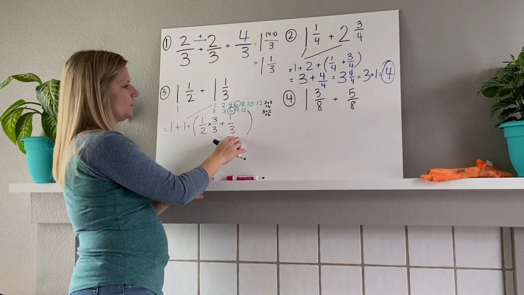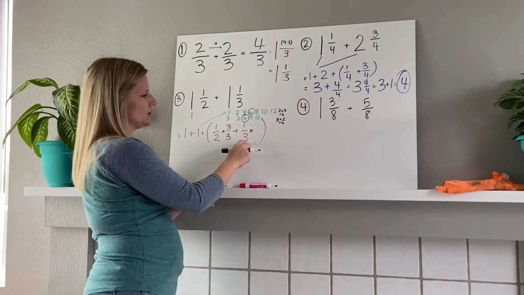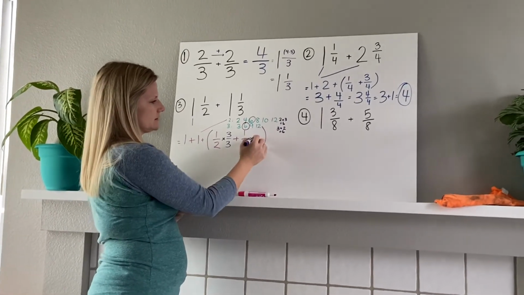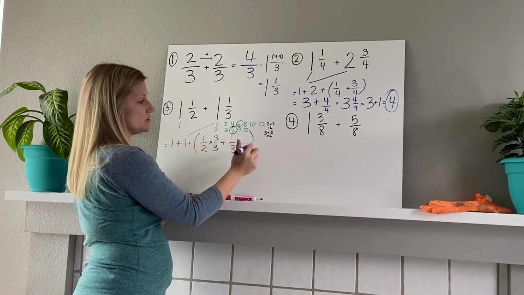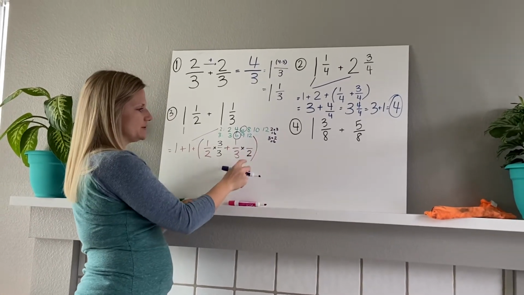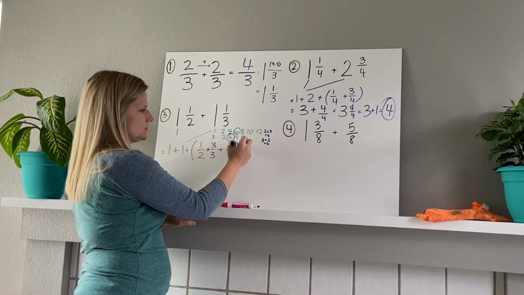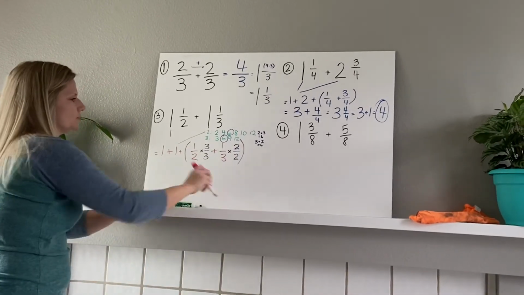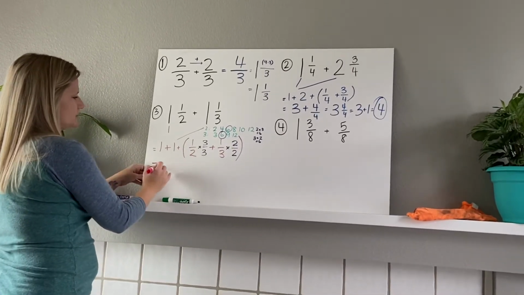Okay? For 1/3, we need to figure out 3 times what is equal to 6. So we figured out here 3 times 2 is 6. And again, whatever you do to the denominator, you must do to the numerator. Okay? We're going to go through and solve now. So I'm going to bring down all these numbers.